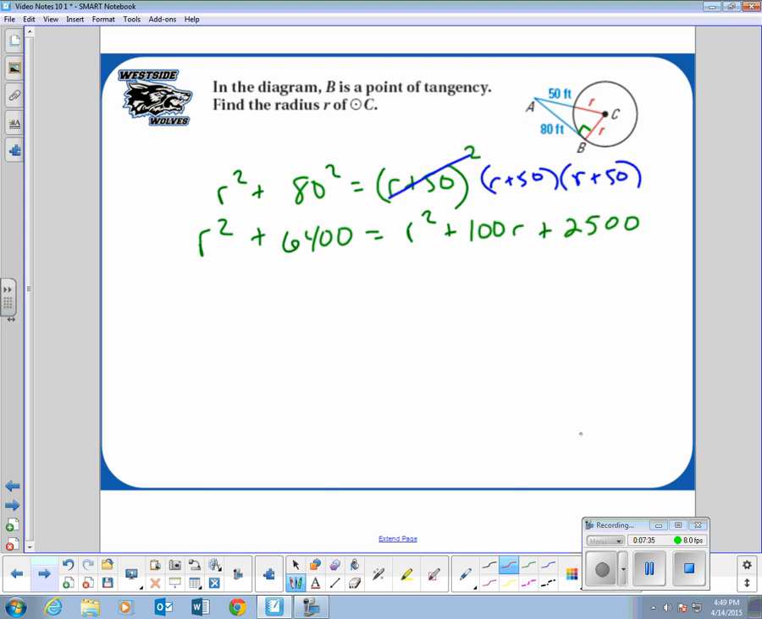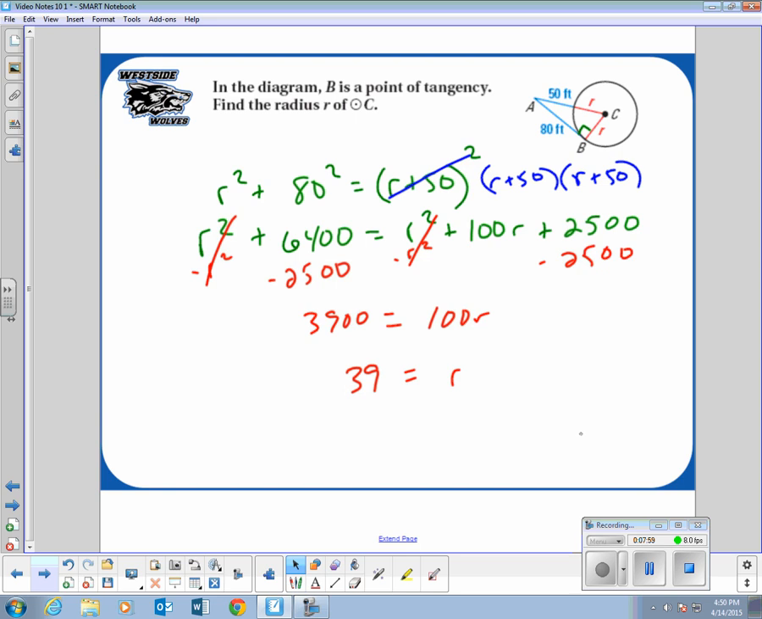If I'm going to solve this, I'm going to subtract r squared from each side, so the r squareds go away. So don't think this was a quadratic, it wasn't. And so then I subtract 2,500 from each side, and I get 100r equals 3,900. Divided by 100, r is equal to 39. And so the radius of this circle is 39. And 39 feet would be even better because we have a unit of measure here. So 39 feet.